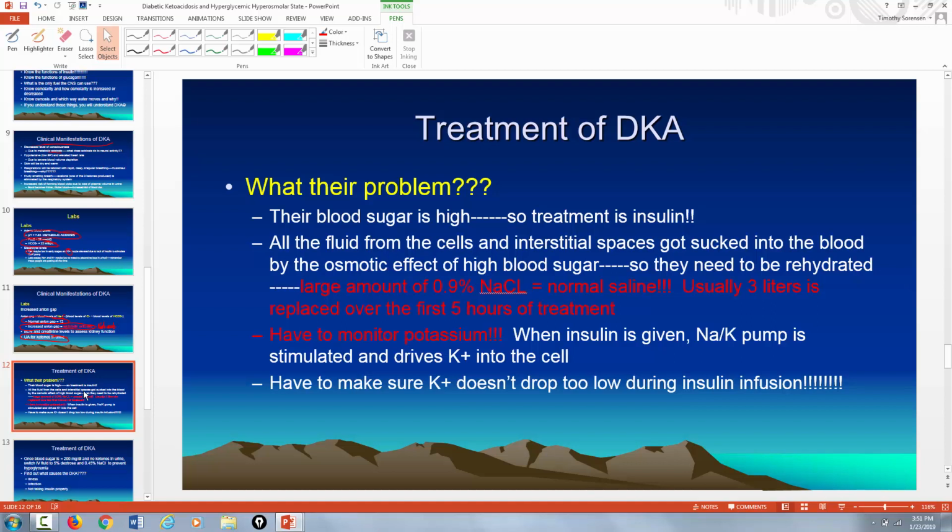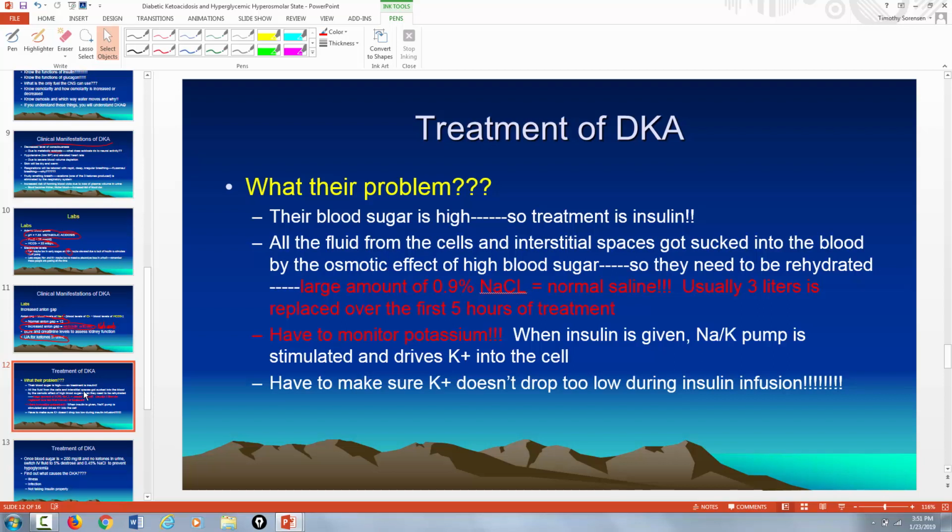The goal is, within about 12 to 24 hours, to get that blood sugar under 200, and that they're not dumping ketones in the urine. And if they're not dumping ketones in the urine, they're not producing ketones. And if they're not producing a large amount of ketones, then the pH of the blood should start coming back up. Now, remember, all that fluid got sucked out of the cells, and the cells of the body need water in order to perform those chemical reactions.